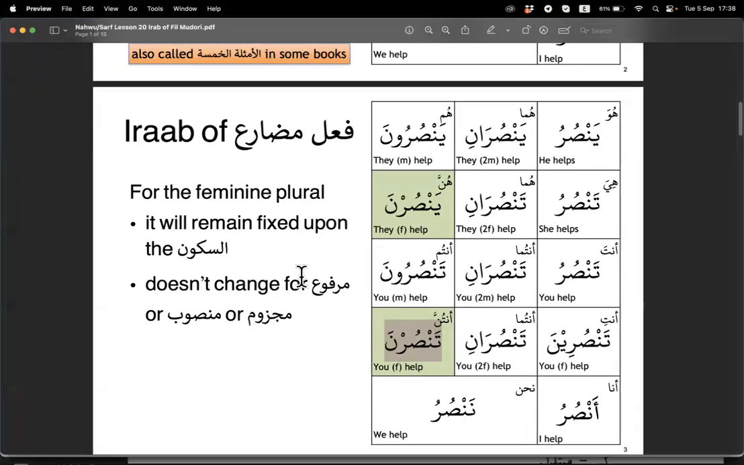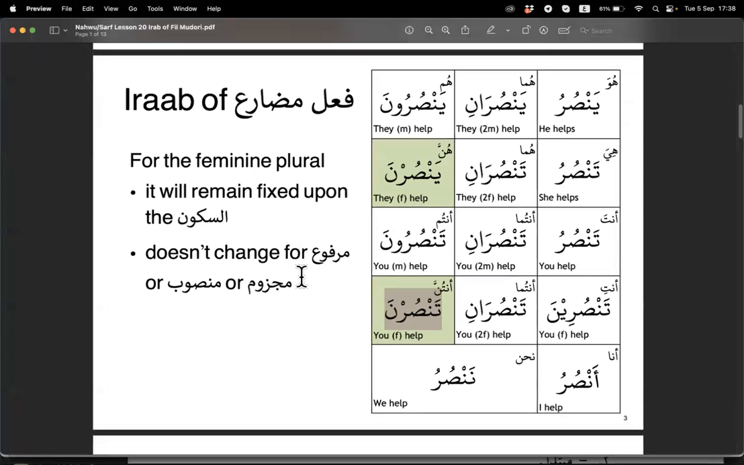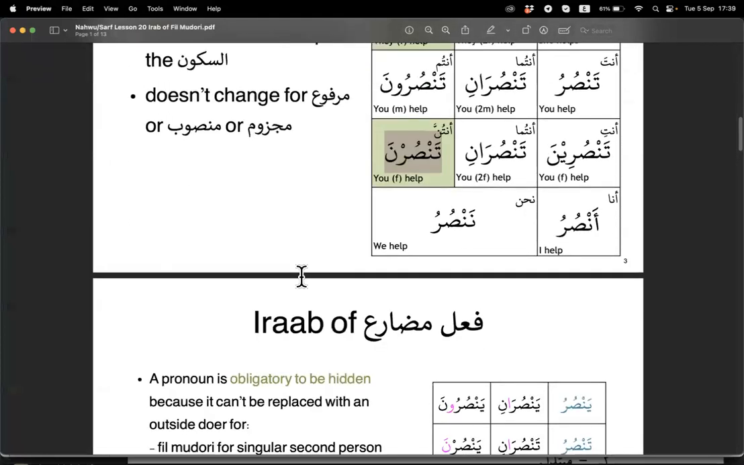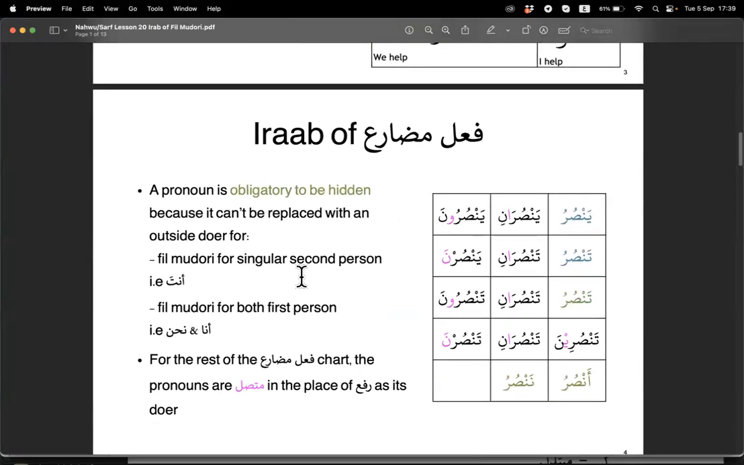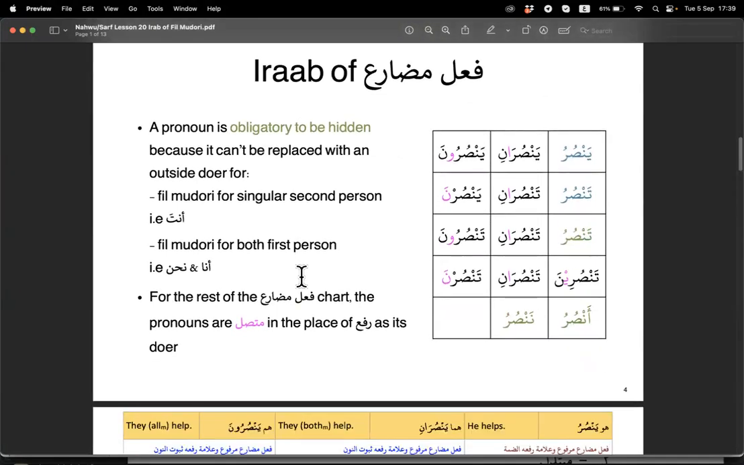Okay. So that is about the fi'il. Now we talk about the fa'il, because every fi'il has a fa'il. For the huwa and hiya, just like in fi'il madi, it is domir mustatir. And domir mustatir can be jawazan or wujuban. Remember that?